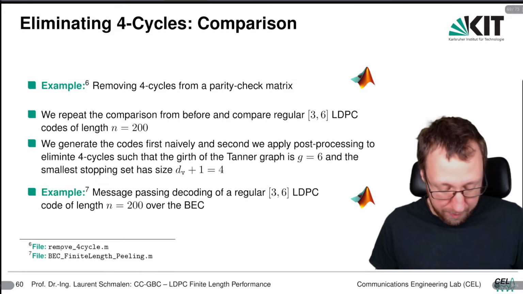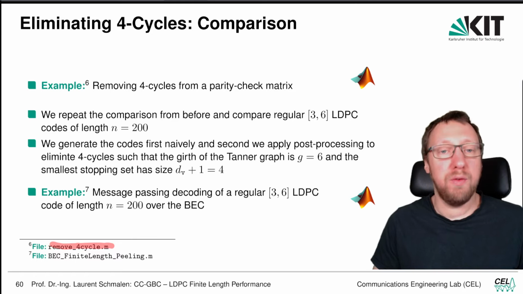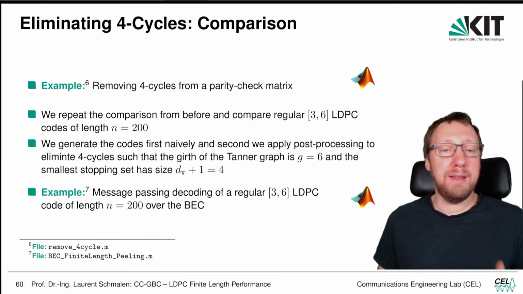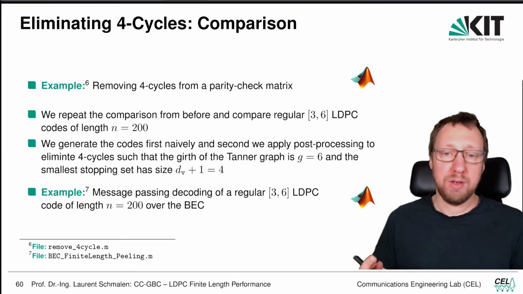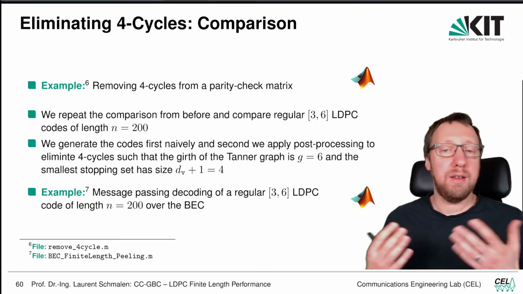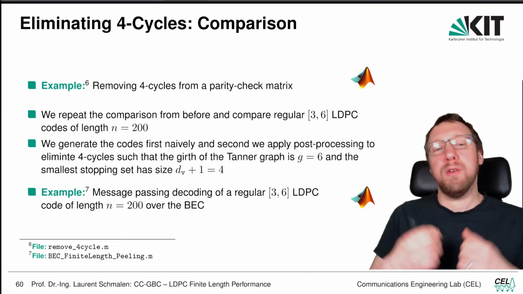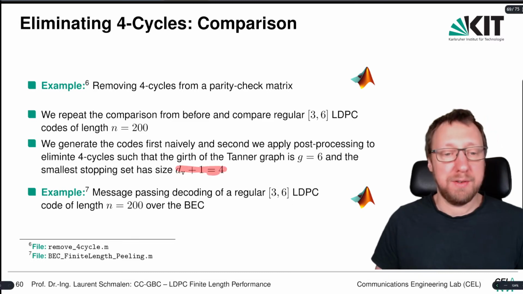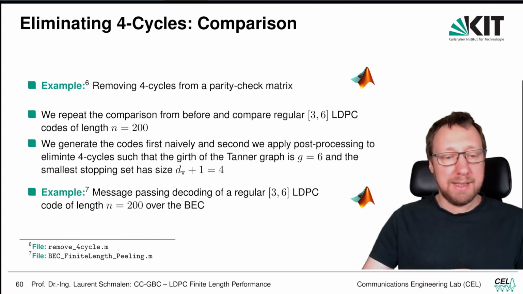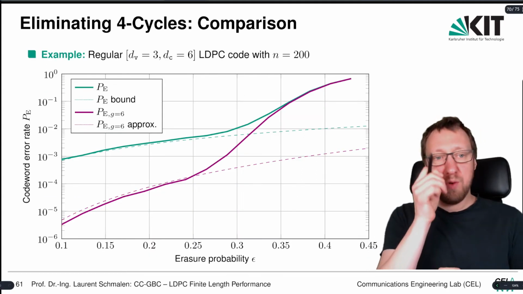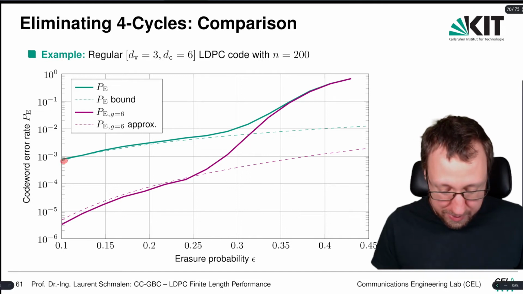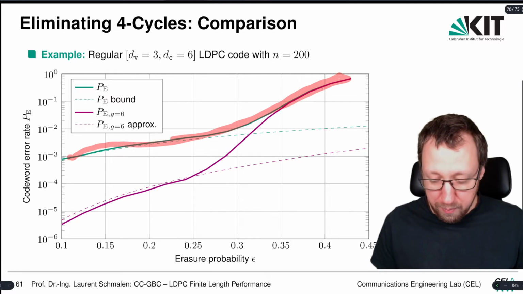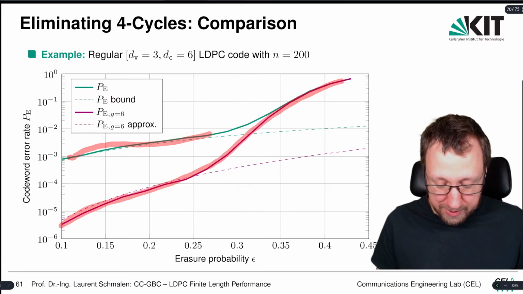So we have on GitHub a program called remove 4 cycles, where we can remove the 4 cycles. And now what we do is we repeat the experiment from before. We generate a (3,6) LDPC code, and repeat the experiment, but remove the 4 cycles afterwards. And that will lead to a smallest stopping set of size 4. So let's take a look at the result. This is what we get. So this is the result that we had before without any expurgating. And now removing the stopping set of size 2.